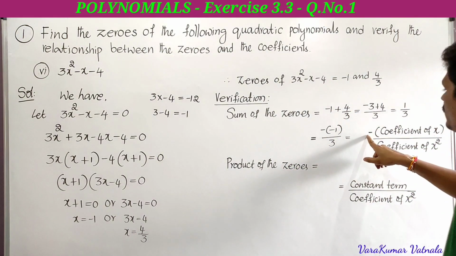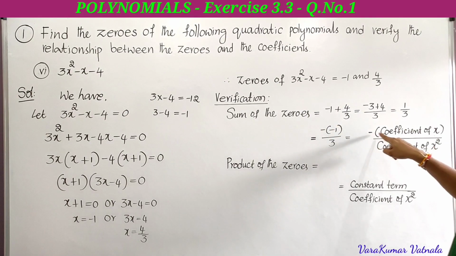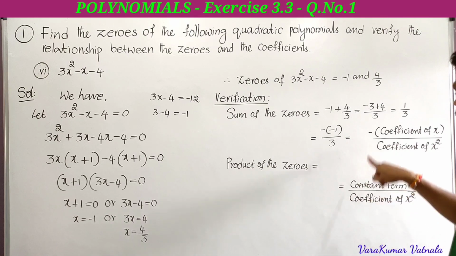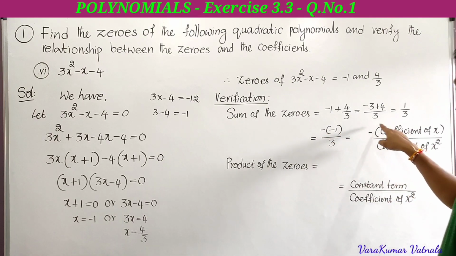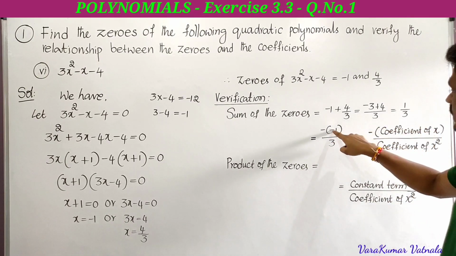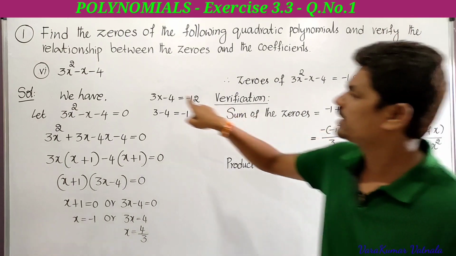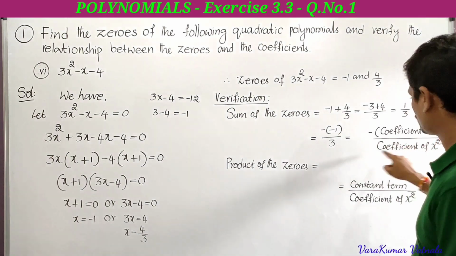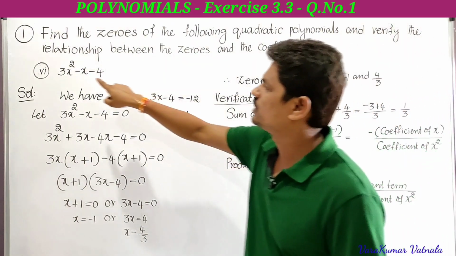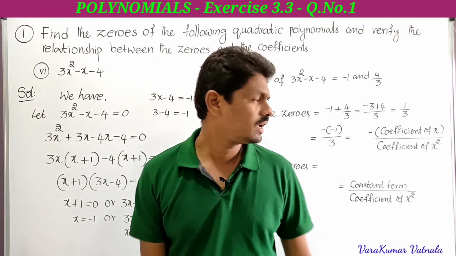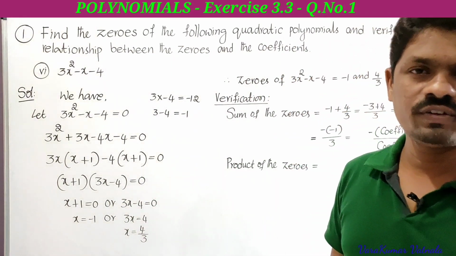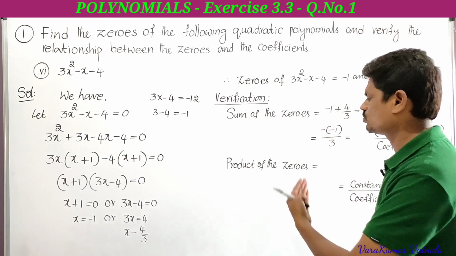So to verify the formula, sum of the zeros equal to minus of coefficient of x divided by coefficient of x square. Here the coefficient of x is minus 1. Yes, coefficient of x is minus 1, divided by the coefficient of x square, which is 3. Yes, here also the coefficient of x square is 3. Therefore the sum of the zeros is equal to minus of coefficient of x divided by coefficient of x square.